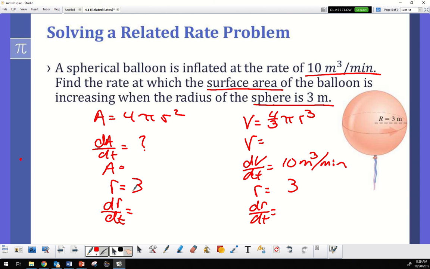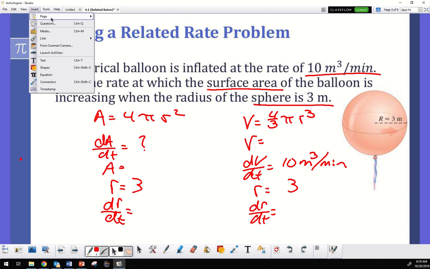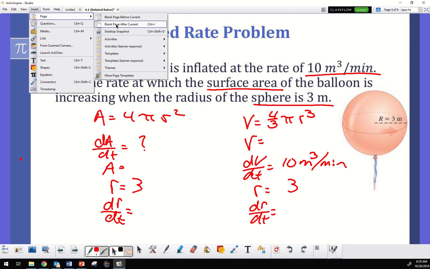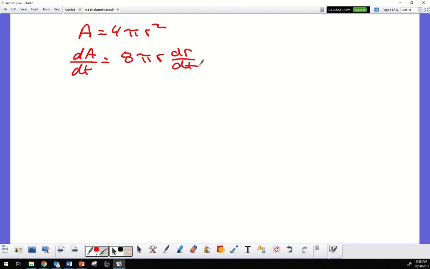Okay, so now I need a blank page. Insert page after. There we go. Okay. So I'm going to do the derivative. I'm going to start with my A equals 4 pi r squared. So dA/dt is equal to 8 pi r dr/dt.